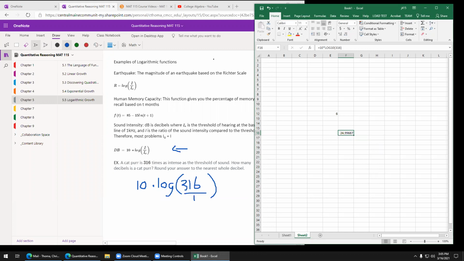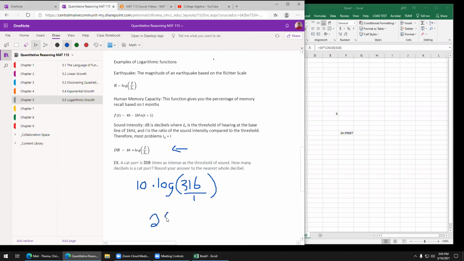So if you did this in your calculator, I'll do it in my calculator, make sure my calculator works too. So let's say clear, 10 times, where's my log key? There you are. Log of 316. Same answer, 24.99. And it says round to the nearest decibel. So the answer is 25. So the decibels of a cat purr is 25.